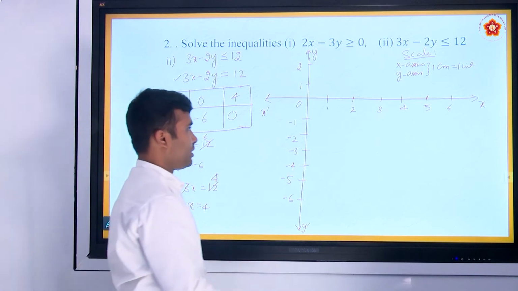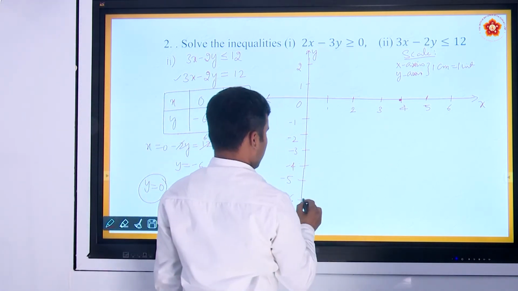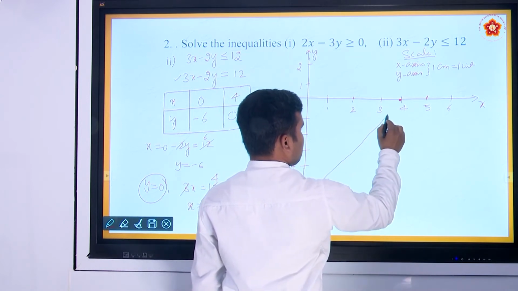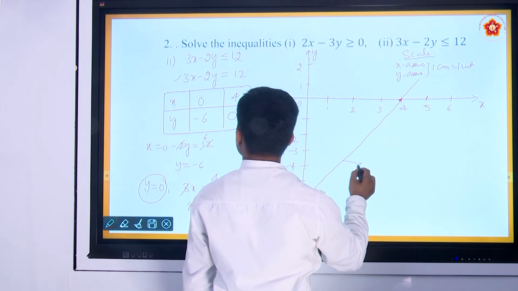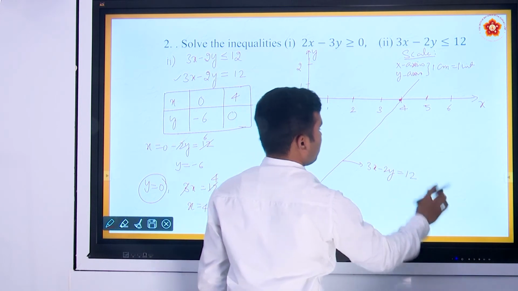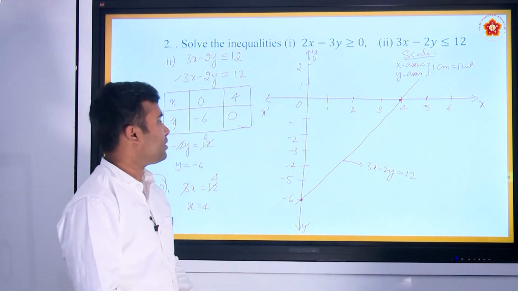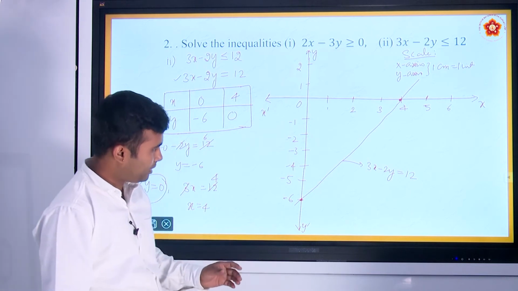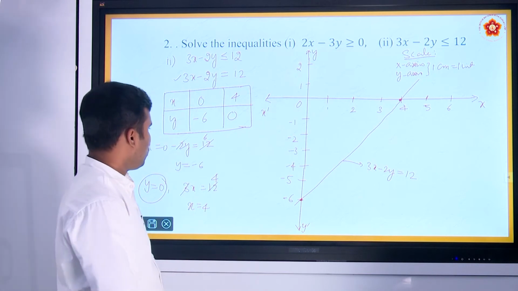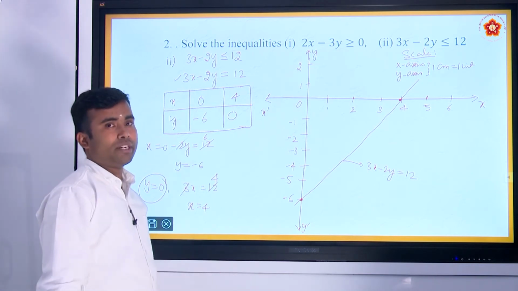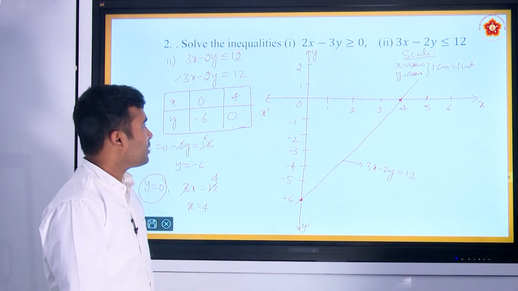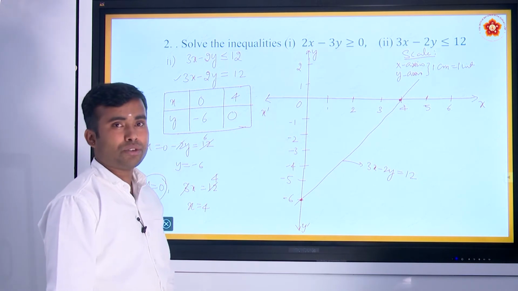Okay. So let us mark 4 and minus 6, and you join these 2 points. So this is the line, we call it 3x minus 2y is equal to 12. Now let us see whether the solution of the given inequality lies on this side of the line or on that side. We have to check that. To check that, we have to take an arbitrary point, and that arbitrary point should satisfy the given inequality. So we take preferably the origin.